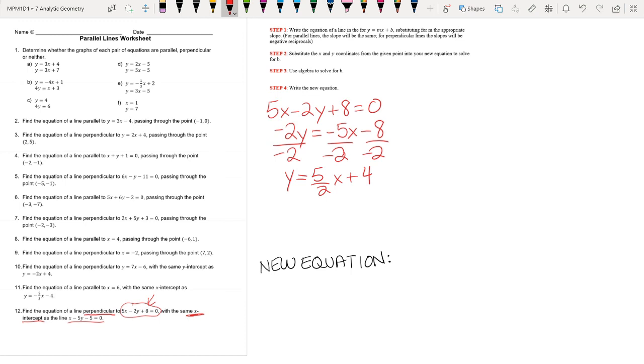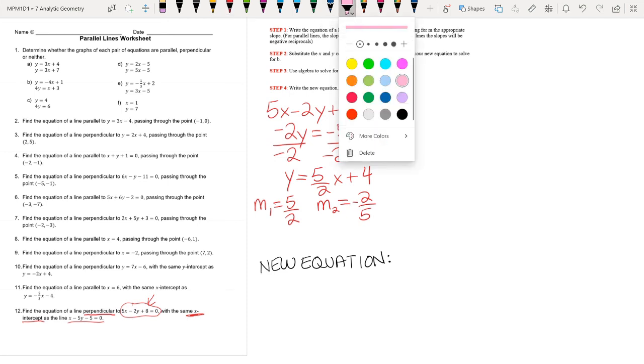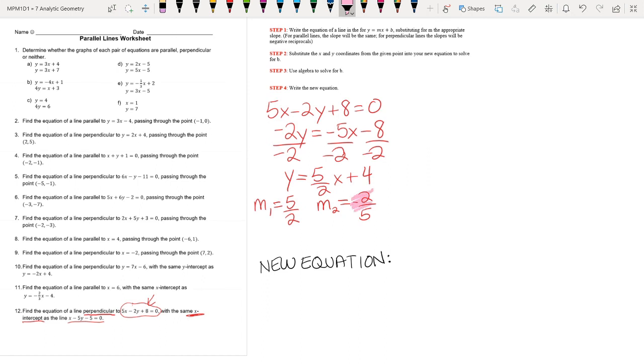Okay, so in this equation, the slope is 5 over 2. That's the equation we've been given. But the slope of our new equation is going to be the negative reciprocal. So we flip the fraction, we get 2 over 5, and we change the sign, it's negative. Negative 2 over 5 is going to be our new slope. Okay, so we can put that in pink as we've been doing.